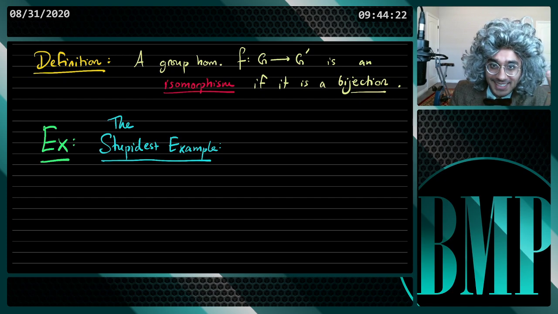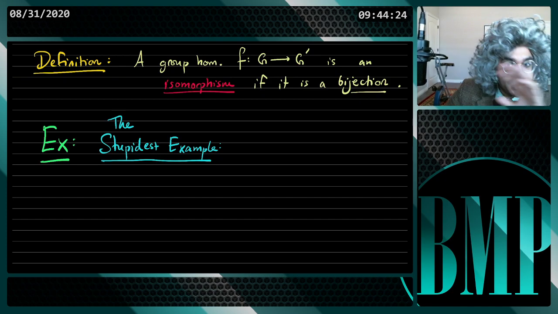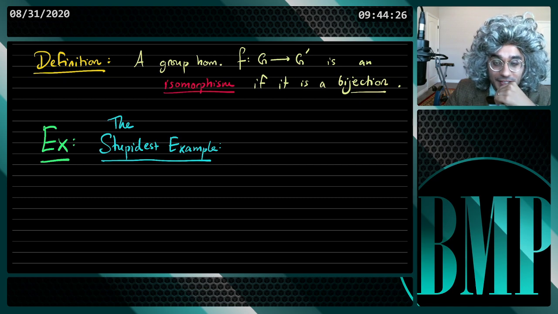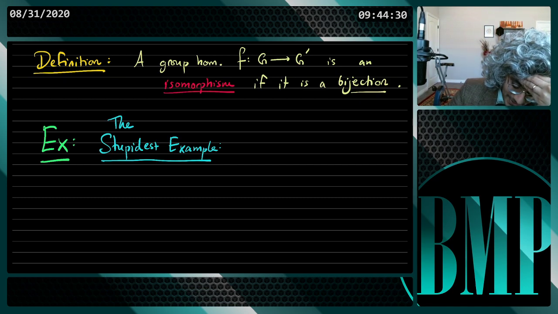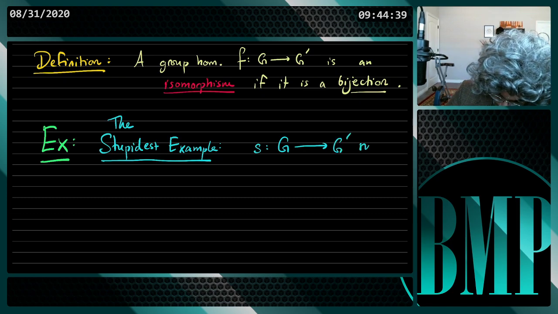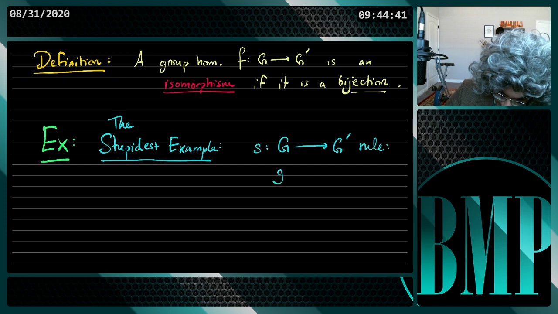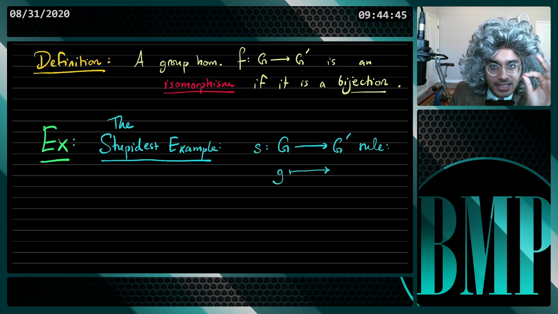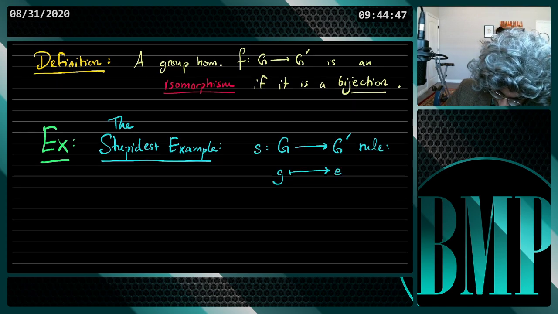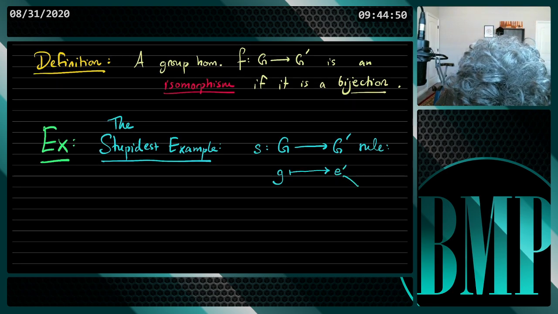Okay. So, the stupidest example. This is an example of a homomorphism that exists between any two groups. So let's call it S for silly. Here's the rule. Every element gets sent to the identity element in G prime. Let's call that E prime. Yeah, this is the identity element.